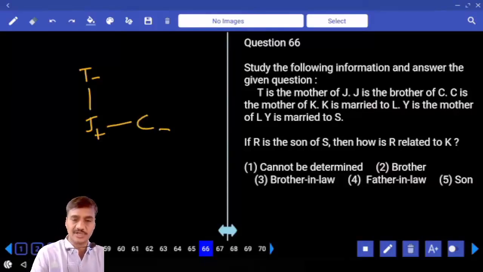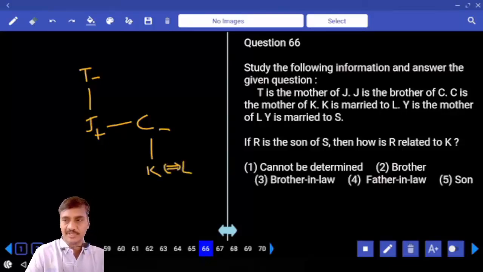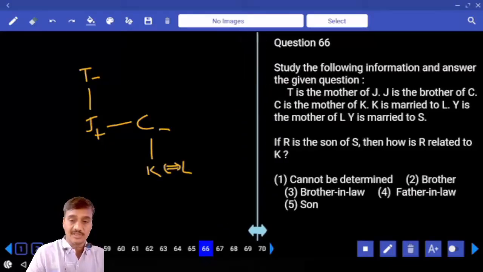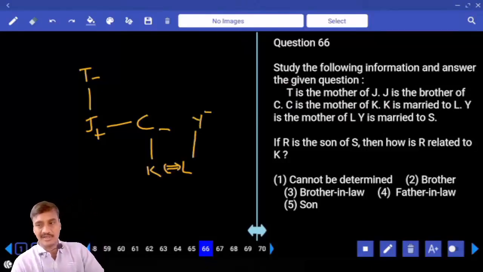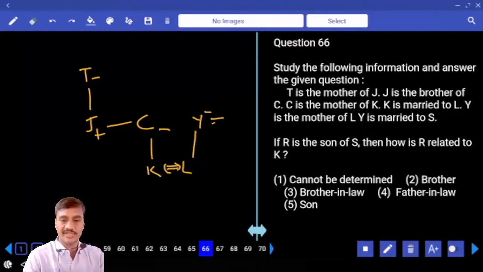And C is the mother of K. And K is married to L. K and L are a married couple. Y is the mother of L. Y is married to S. Y and S are a married couple. Y is a female, S is a male.